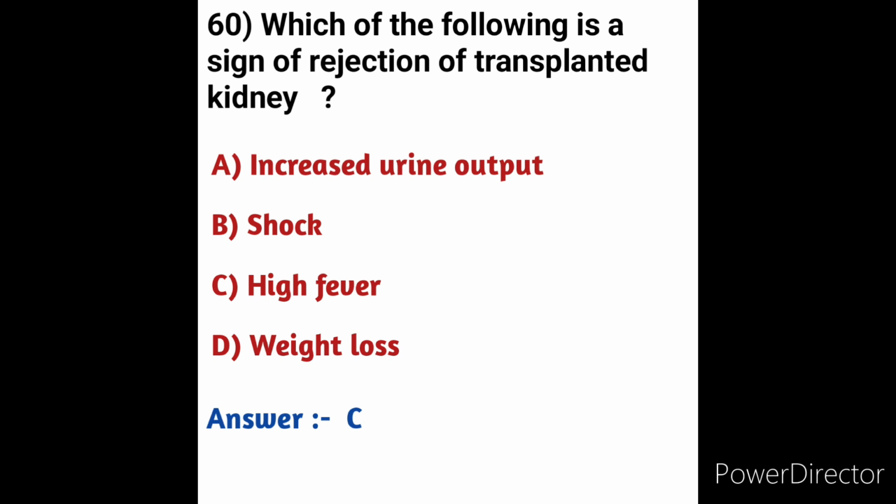Which of the following is a sign of rejection of a transplanted kidney? We will see the options here. Option A, increased urine output. Option B, shock. Option C, high fever. And option D, weight loss.